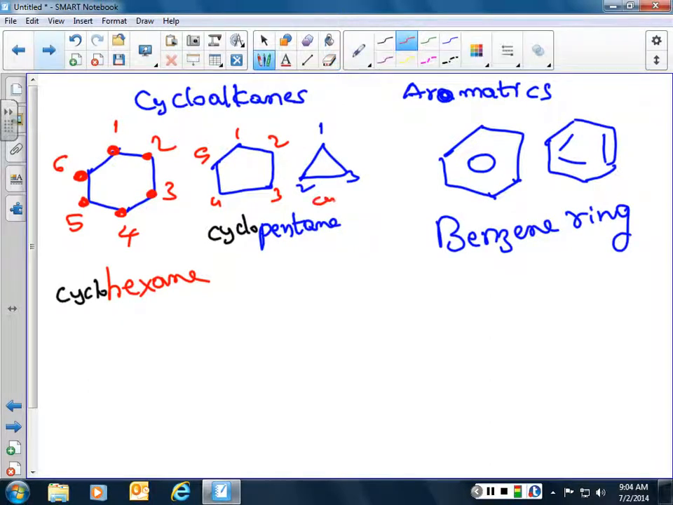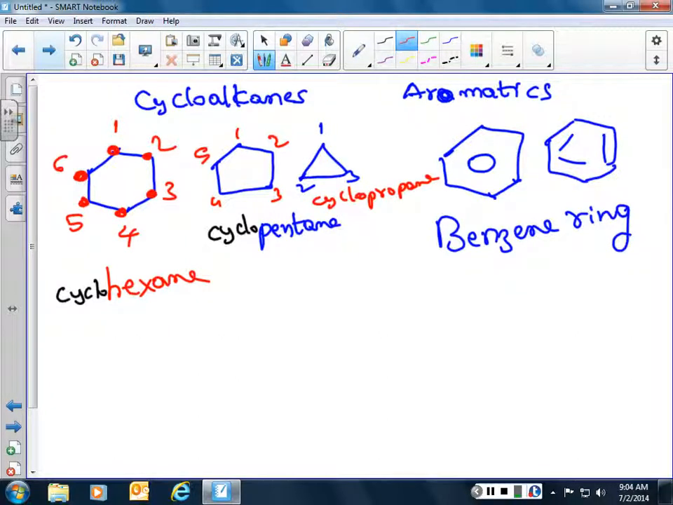So this is cyclopropane. Why prop? 3 carbon. Ane because all single bond. So if you see these structures, then you know that it's a cycloalkane. Okay.